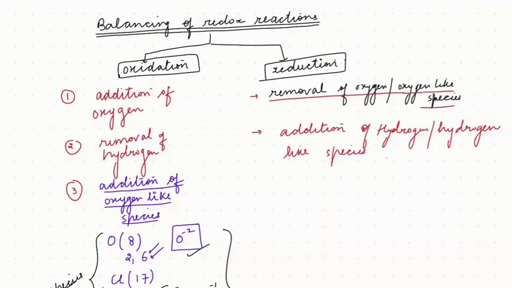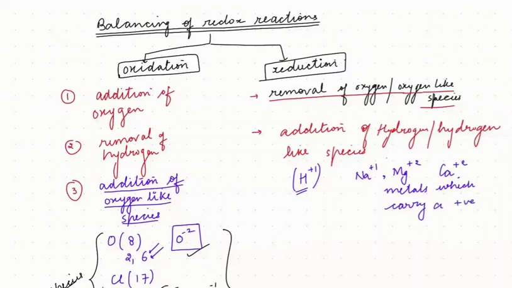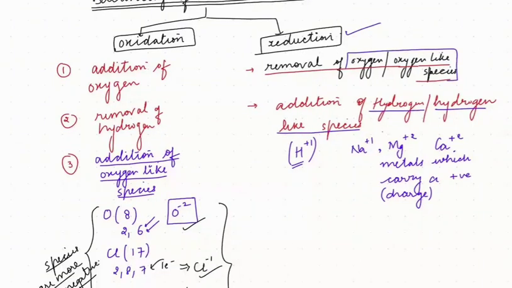Now, what is hydrogen? Hydrogen carries a +1 charge, the opposite of oxygen. So anything which carries a +1 charge, let's suppose Na+1, Mg+2, Ca+2, all the metals which carry a positive charge come under the category of hydrogen-like species. So whenever in a reaction you see hydrogen being added or oxygen being removed, that is a case of reduction. Now, these are certain basic definitions, right?